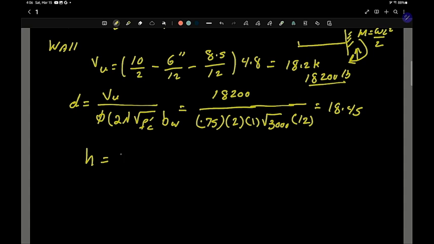So it's basically 18.45 plus 3.5, and that comes out to be 21.96 or 22. Remember, we said our assumed was 12 inch. So this is bigger than 12 inch. Of course, it's no good. That number should be less than what we assumed. So let's go ahead, go back to the Excel.